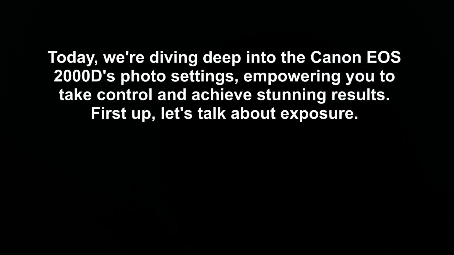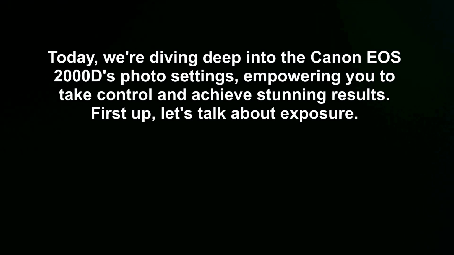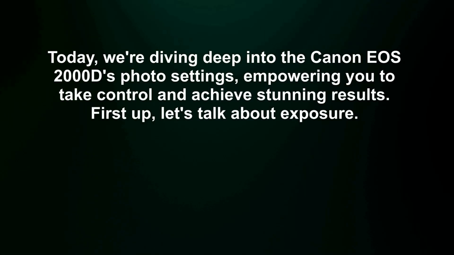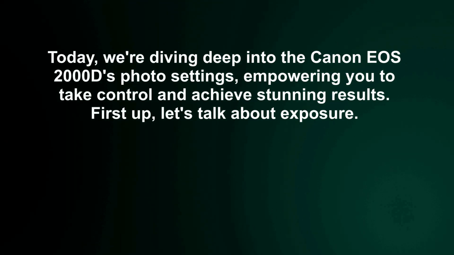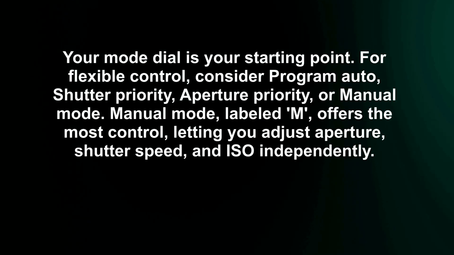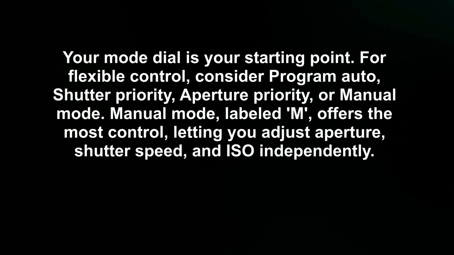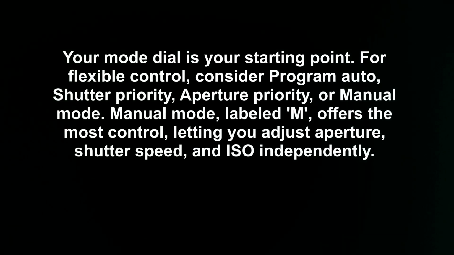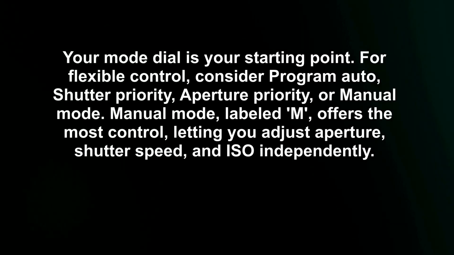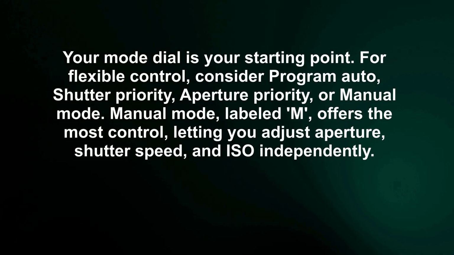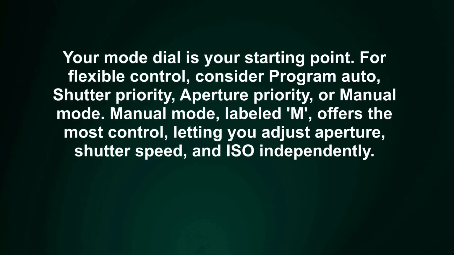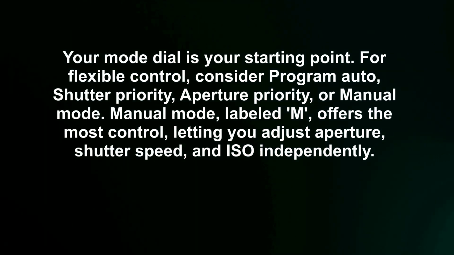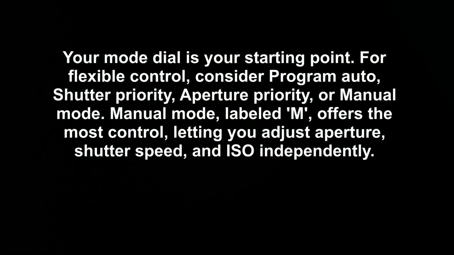Today, we're diving deep into the Canon EOS 2000D's photo settings, empowering you to take control and achieve stunning results. First up, let's talk about exposure. Your mode dial is your starting point. For flexible control, consider program auto, shutter priority, aperture priority, or manual mode. Manual mode, labeled M, offers the most control, letting you adjust aperture, shutter speed, and ISO independently.